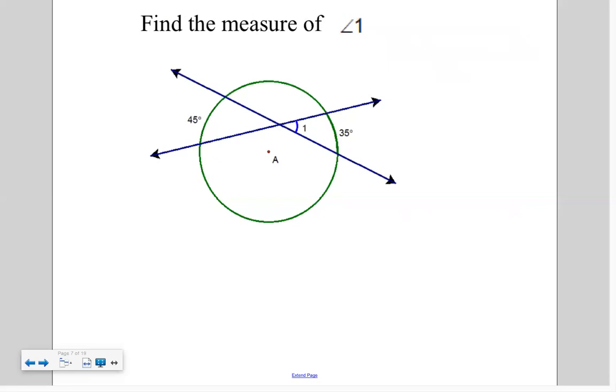So I have to take, I always think of it as average. And when I think of average, I think of adding together and dividing by 2. So angle 1 is going to equal the sum of these two arcs divided by 2. 45 plus 35 is 80. And 80 divided by 2 is 40. So angle 1 is 40 degrees.